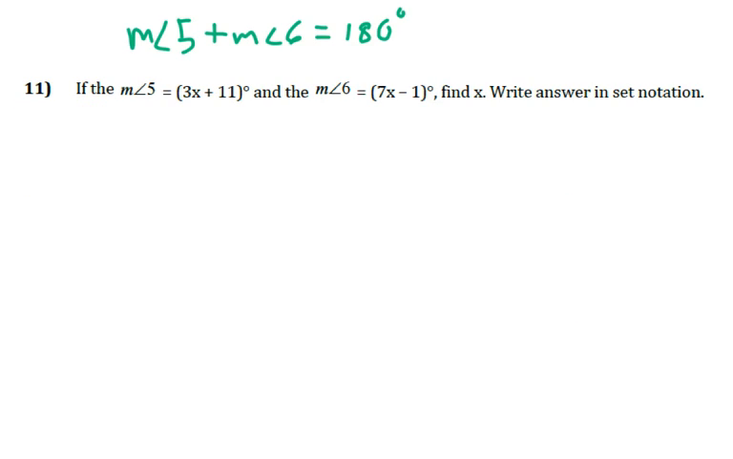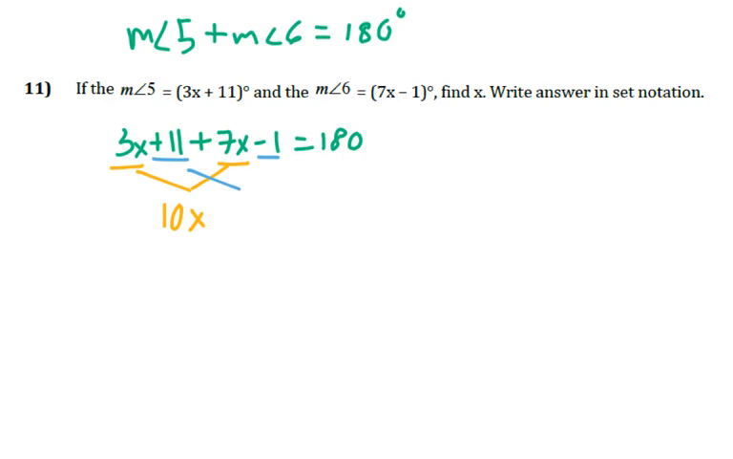So we're going to go ahead and substitute into this equation our expressions for the measure of angle 5 and the measure of angle 6. So we're going to do 3x plus 11 plus 7x minus 1 equals 180. And to solve this equation, we've got to first combine our like terms. So we have some like terms here, 3x and 7x. If we combine these two like terms, we get 10x. And then if we combine 11 minus 1, those are like terms, we get 10. And so we have 10x plus 10 equals 180.